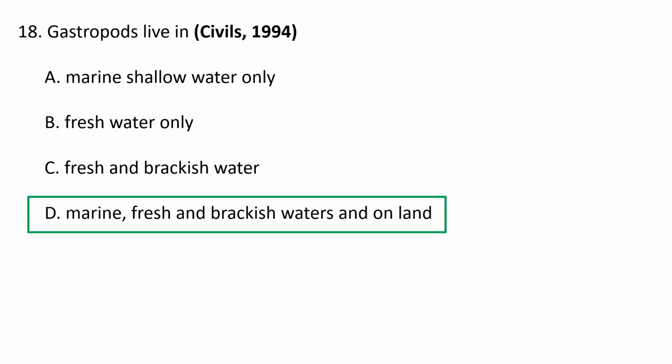So gastropods inhabit all aquatic environments, from the deepest oceans, where they may live beneath 5 kilometers of water, to small shallow freshwater ponds. They are also one of the few invertebrates to have colonized the land, and they can live at altitudes of up to 6,000 meters above sea level. So they live in marine, freshwater, brackish water and on land. So D is the correct answer.